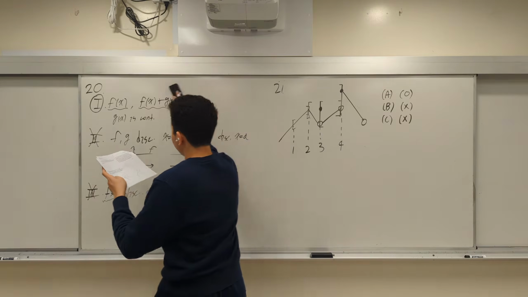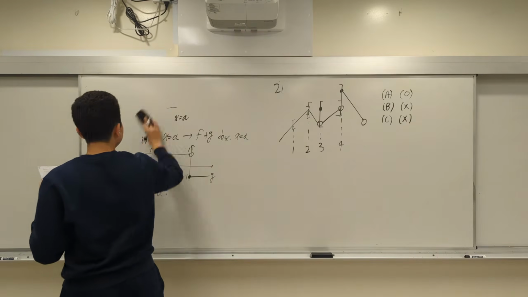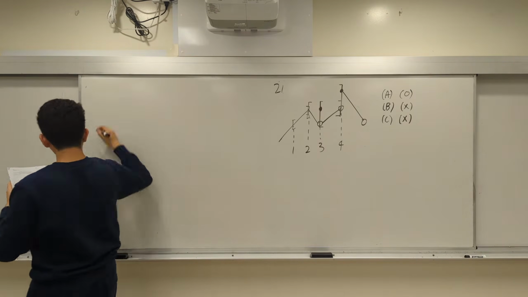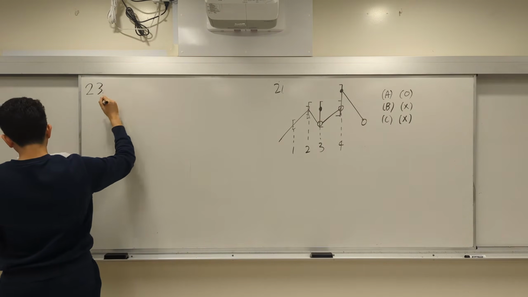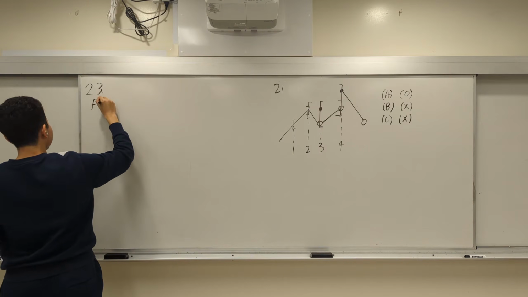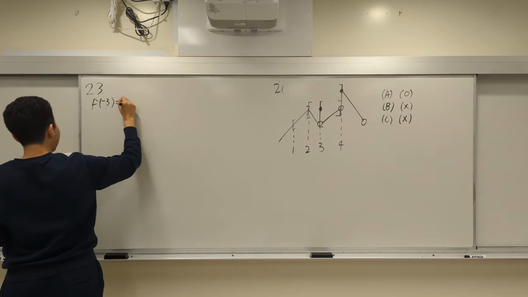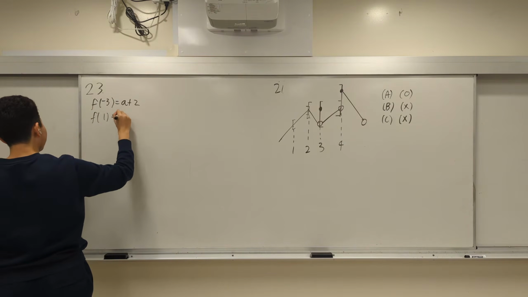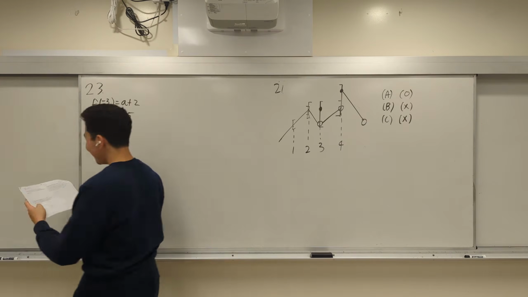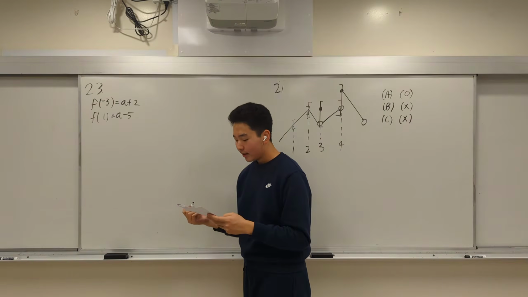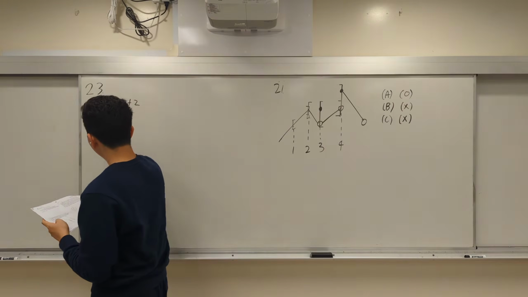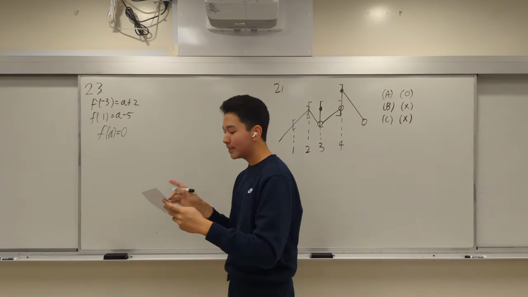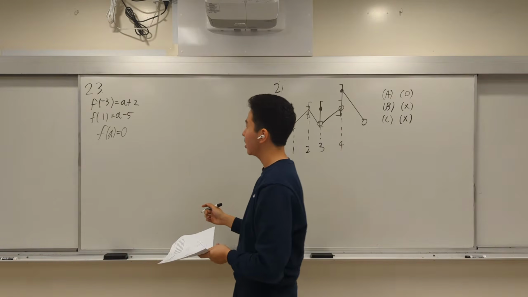23. For polynomial function f of x, f of negative 3 is a plus 2, and f of 1 is a minus 5. How many integers a exist so that equation f of x equals 0 has exactly one simple root in the open interval negative 3, 1.